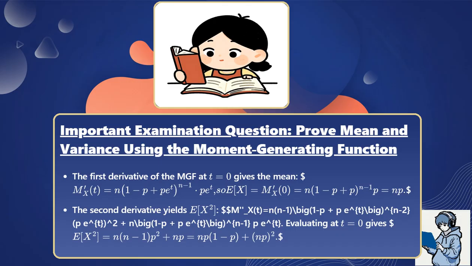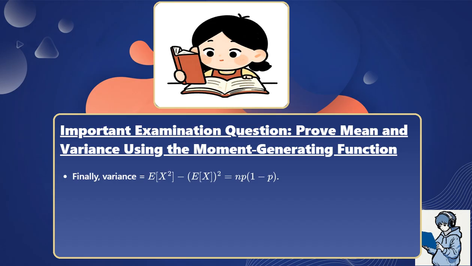The second derivative yields E of X squared. M''_X(t) equals n times (n minus 1) times (1 minus p plus p e to the t) raised to the n minus 2 times (p e to the t) squared plus n times (1 minus p plus p e to the t) raised to the n minus 1 times p e to the t. Evaluating at t equals 0 gives E of X squared equals n times (n minus 1) times p squared plus np, which equals np times (1 minus p) plus n squared p squared. Finally, variance equals E of X squared minus (E of X) squared, which equals np(1 minus p).